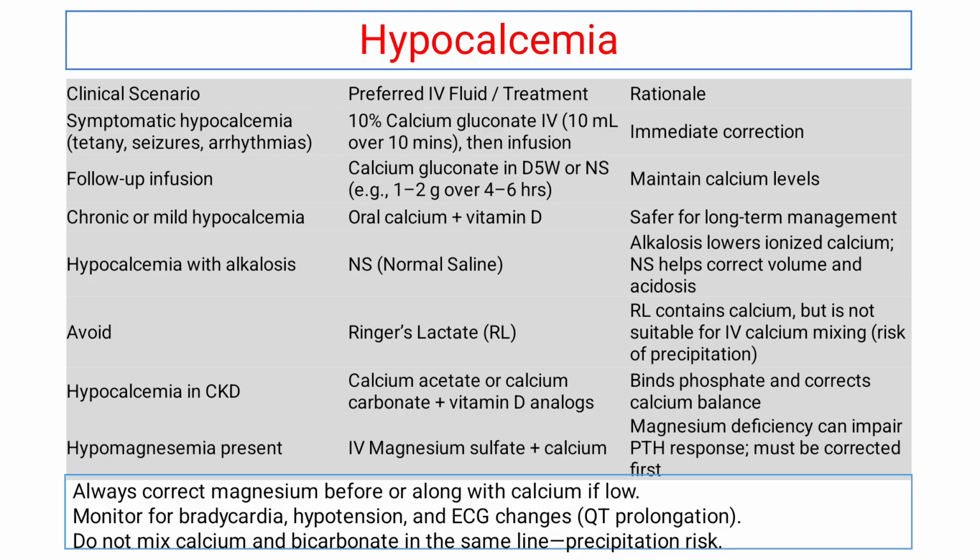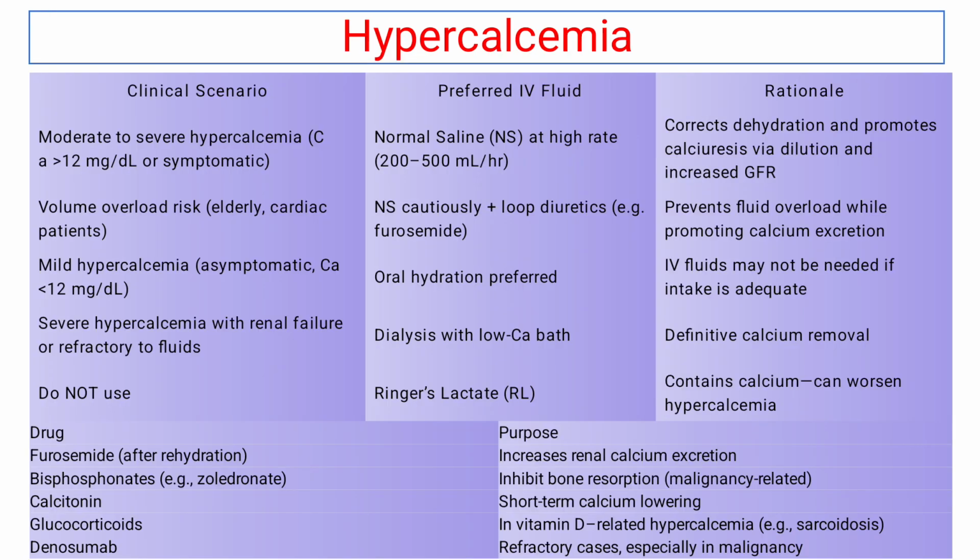Hypocalcemia may be accompanied with hypomagnesemia. We should give IV magnesium sulfate and calcium in such patients. We should always correct the magnesium before or along with calcium if it is low. We should monitor for bradycardia, hypotension, and ECG changes. The ECG changes in hypocalcemia are QT prolongation and bradycardia. We should not mix calcium and bicarbonate in the same line as there are chances of precipitation.